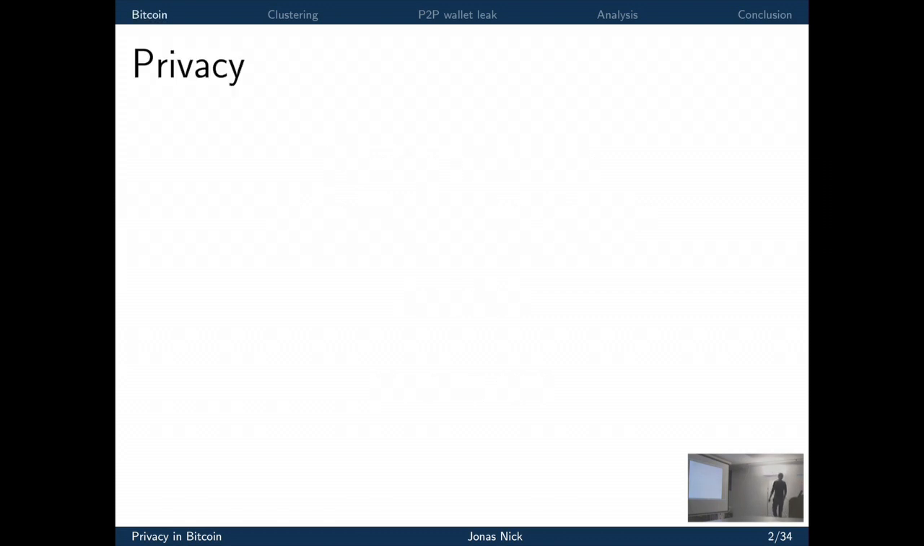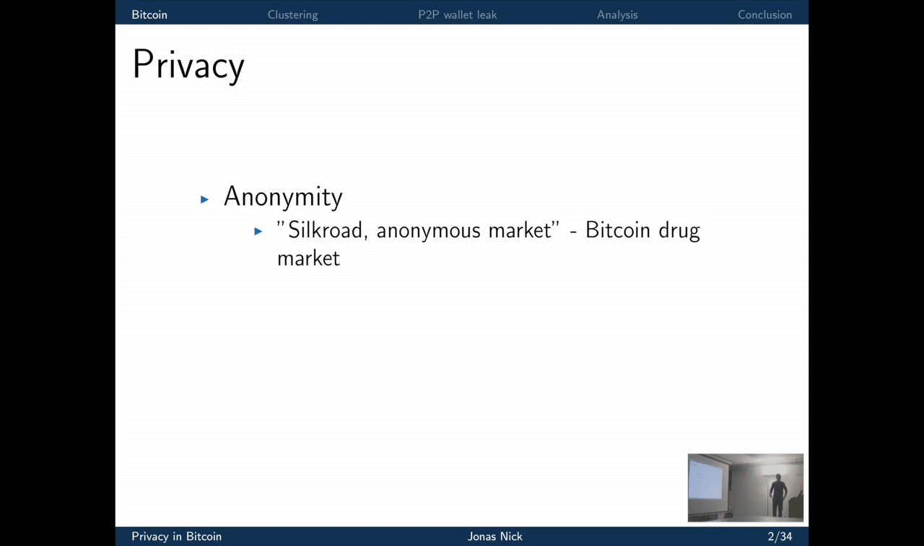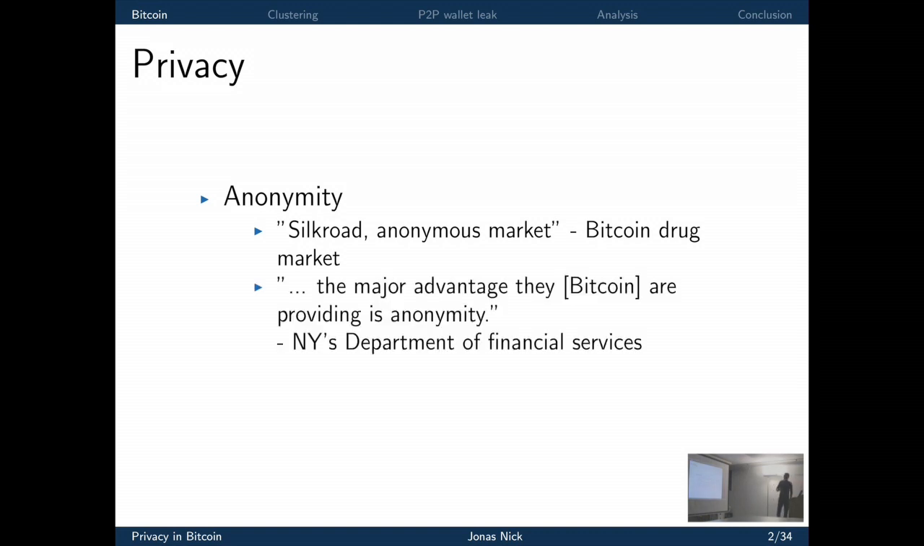Okay, so this is about privacy in Bitcoin. Historically, there have been a lot of misconceptions and strong statements about privacy in Bitcoin. For example, kind of the first killer application in Bitcoin was the Silk Road, and they claimed to be an anonymous market. New York's Department of Financial Services, in an interview, said the major advantage they are providing is anonymity. And if you go to the Bitcoin wiki, what it says actually is, Bitcoin is usually not very anonymous.